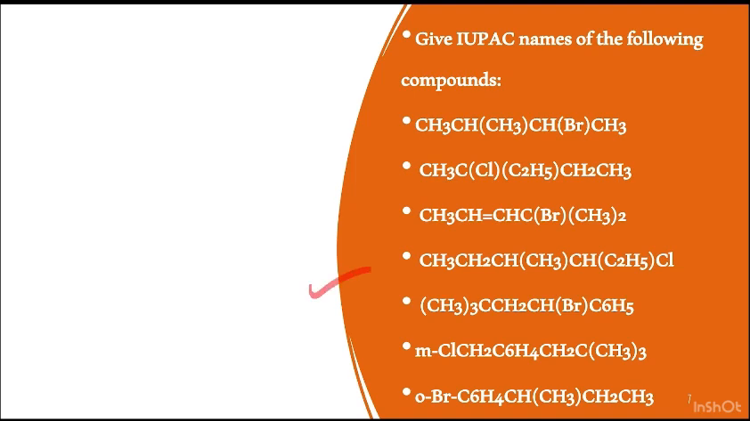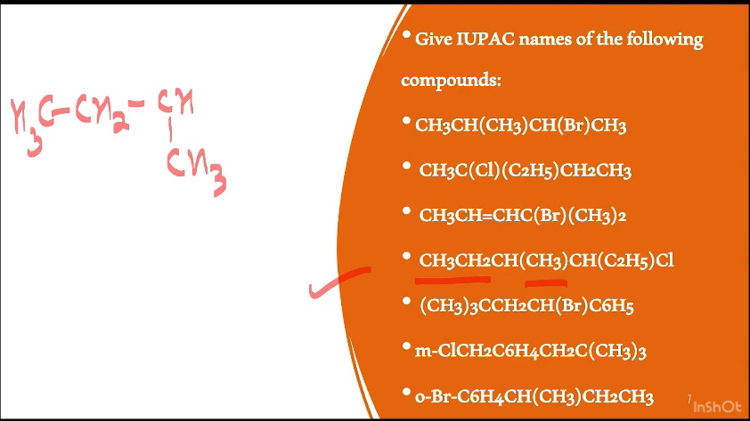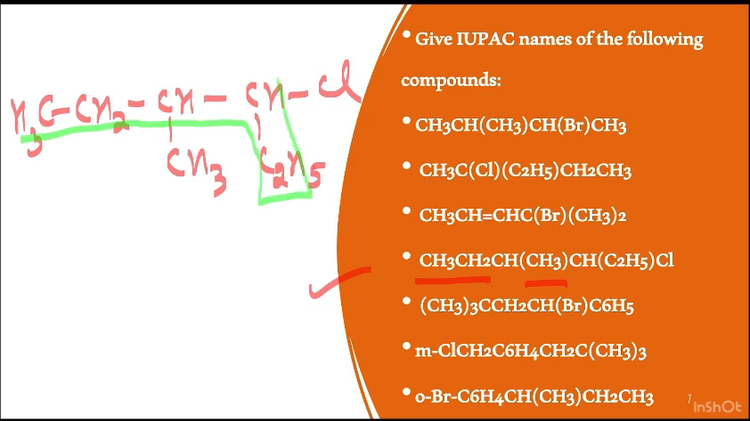Next is CH3, CH2, CH with a methyl substituent in bracket, another CH, C2H5 in the bracket, and Cl. Now the same thing, I have to search for the longest carbon chain, and the carbon having halogen should be a part of the chain. So this is the longest carbon chain.